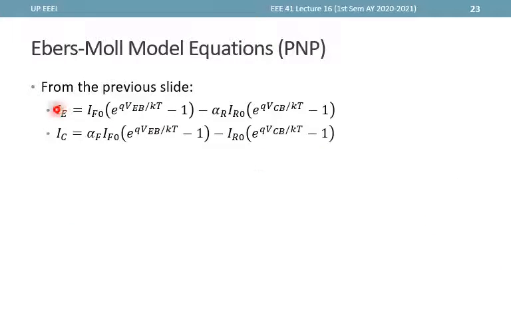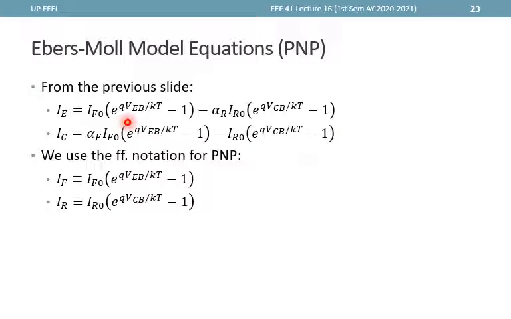So these are the same equations from the previous slide, although we already replaced the long constants with IF naught, IR naught, alpha R IR naught, and alpha F IF naught. We make further simplifications. So we let IF be this IF naught e raised to qVEB over kT minus 1. So this whole thing is this thing. So this is IF, and IR is this whole thing.